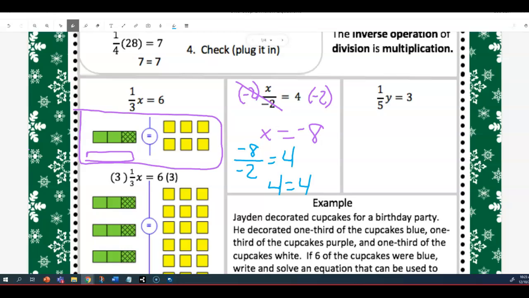All right, our next one. I notice I have 1/5 y is equal to 3. So I want to undo that 1/5 that's hanging out with the y. I want to get y by itself. To undo 1/5, we're going to multiply by its reciprocal. We're flipping it. So 5, which is the same as 5 over 1, but we usually don't write the 1 underneath.